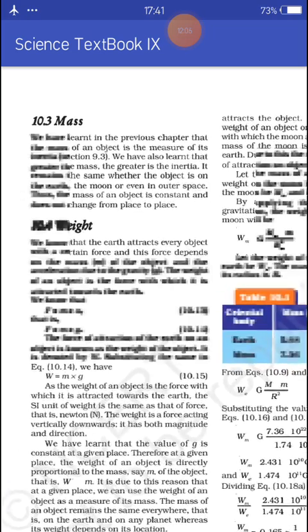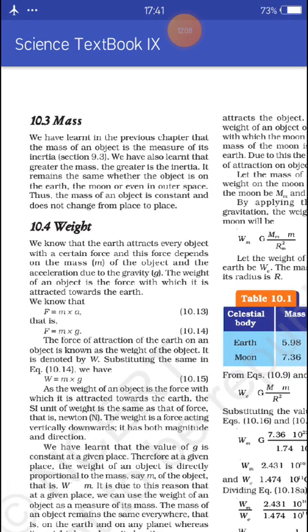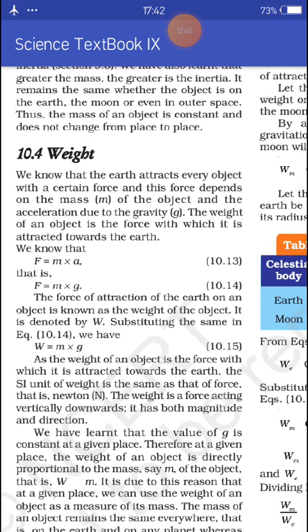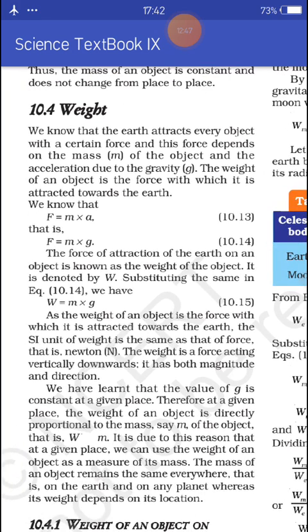Topic 10.3, mass and weight. We have learned in the previous chapter that the mass of an object is the measure of its inertia. We have also learned that the greater the mass, the greater is the inertia. It remains the same whether the object is on the earth, the moon or even in outer space. Thus the mass of an object is constant and does not change from place to place. Okay, then we come to weight.